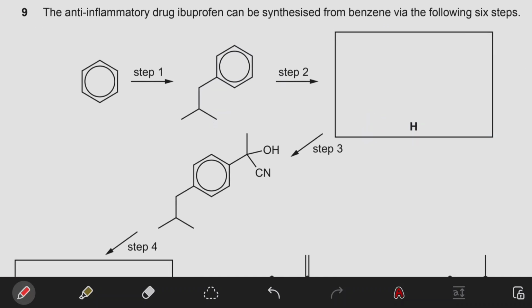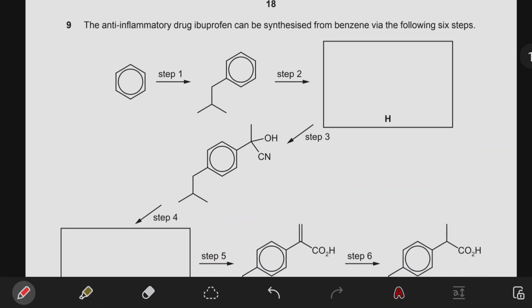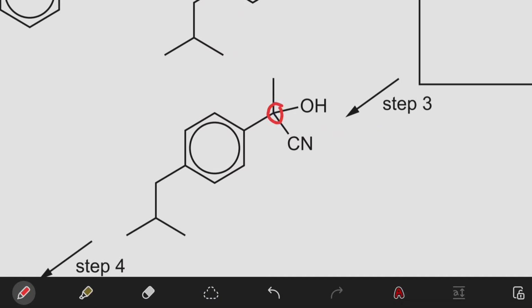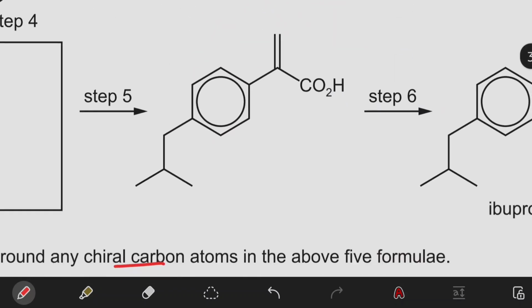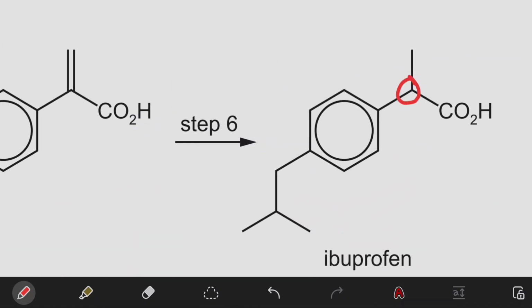The anti-inflammatory drug can be synthesized from benzene via the following 6 steps. Draw circles around any chiral carbon atoms in the above 5 formulae. There are no chiral carbons in this benzene. Let's look at this. There are no chiral carbons here as well. This is a chiral carbon. And here there are no chiral carbons. This is a chiral carbon.